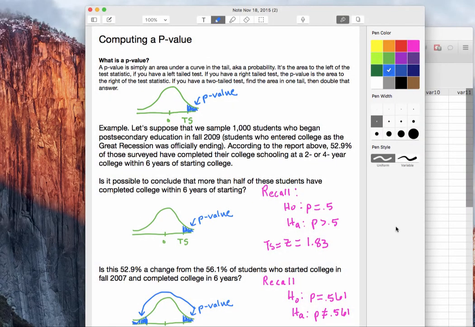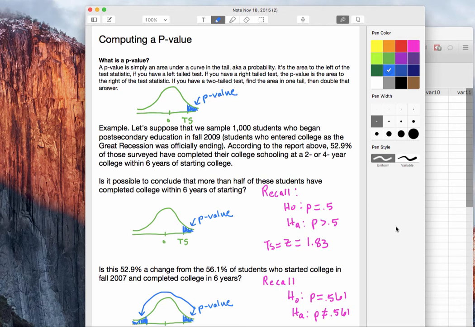In this video, we're going to learn how to compute a p-value when we've done a one sample proportion hypothesis test. So first off, a p-value is basically an area under a curve. We've done this before, talking about the normal model. Now we're just starting at a point and then finding the area out to a tail. In other words, just a probability.